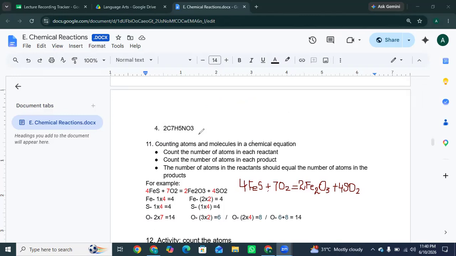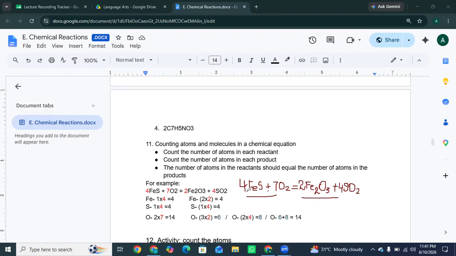So the next topic is counting atoms and molecules in a chemical equation. Basically, a chemical equation has two main parts: the reactants and the products. The left side is the reactant, what you start with, and the right side is the product, what you make.